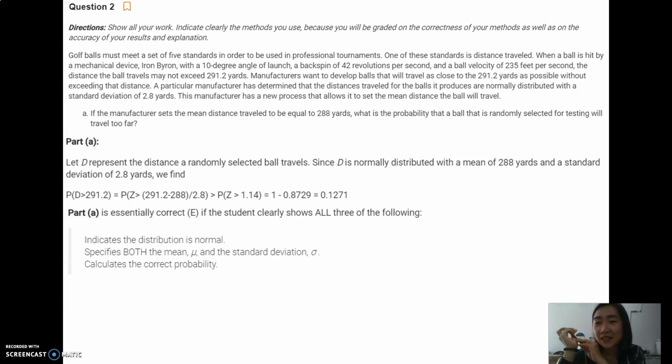Hey guys, today I'm going to go over question 2 from your 11 of May quiz. The second question was actually, I think you guys thought it was a pretty easy question, and it was, but you guys made a mistake that would earn you partially correct instead of essentially correct. So I'm going to go over some of the common mistakes.